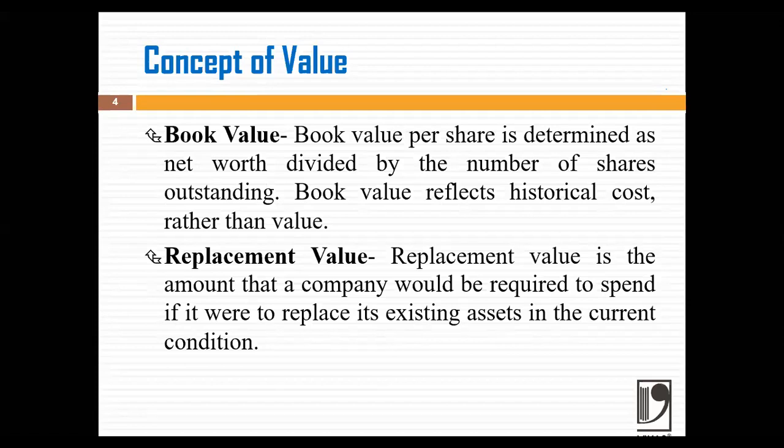So in simple terms, when you take a balance sheet, the statement of financial position, you can find net assets. How do you find net assets? You take the total value of assets minus external liabilities. Then the balance figure is equal to net assets, or net worth, and you divide the net worth by the number of shares. Then you will get the value per share in terms of book value.